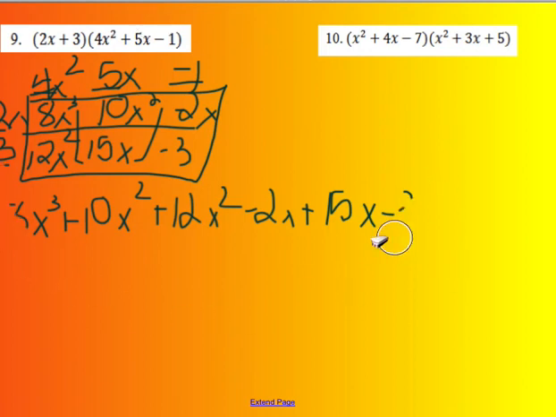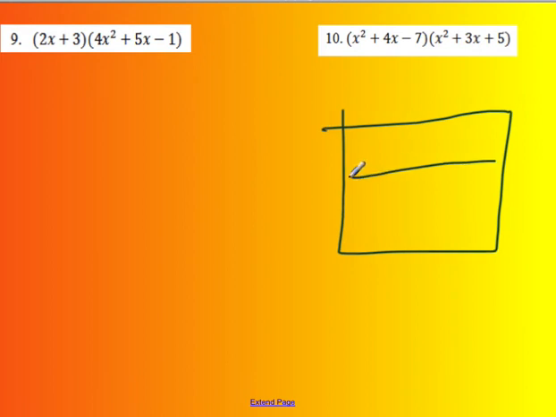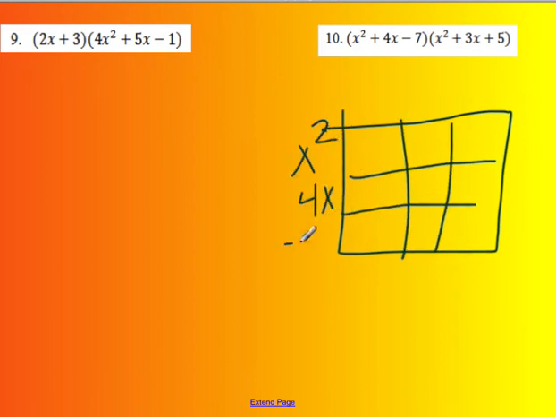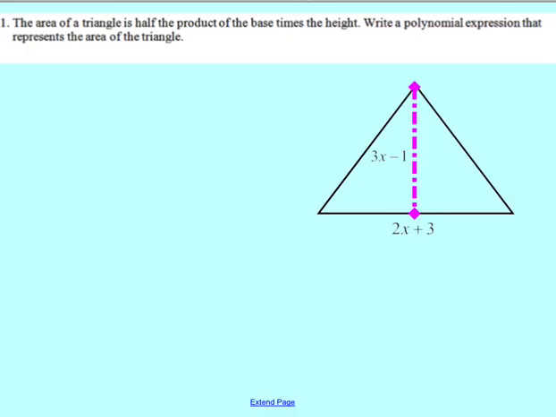Let's go ahead, and I just want to get number 10 set up for you guys. So all this means is it's just going to be a little bit of a larger box. So now my box is going to be 3 by 3. So x squared, 4x, negative 7, x squared, 3x, and 5. So when you multiply into the box, I'm going to have you do this one on your own. X squared times x squared is going to be x to the 4th. Just continue working your way through the box. Okay, if you have questions, feel free to come up and I'll do it for you up at the front board. So let's take a look at this one.